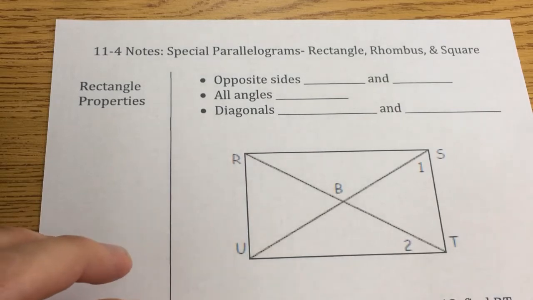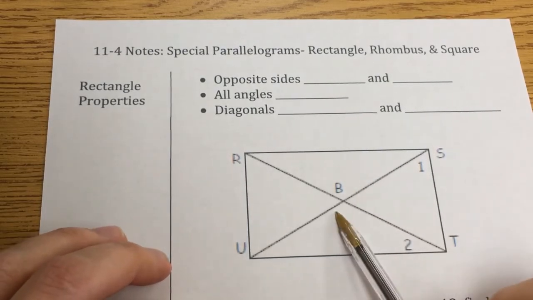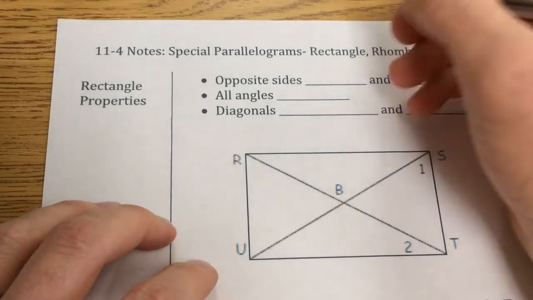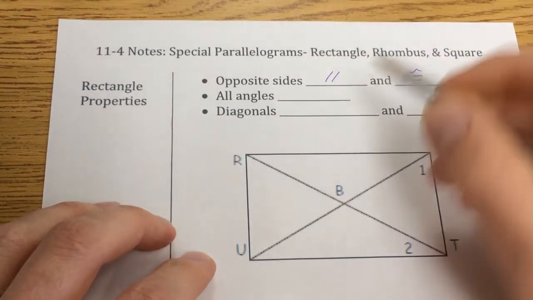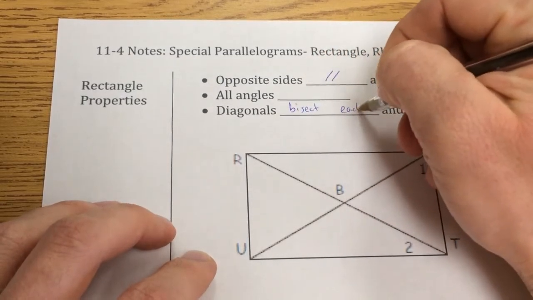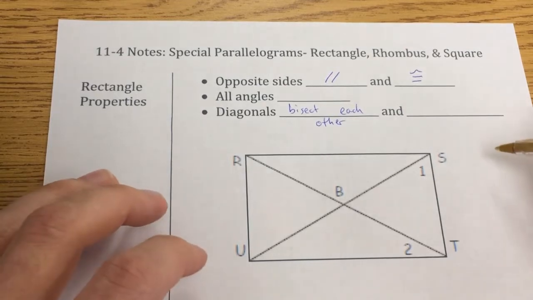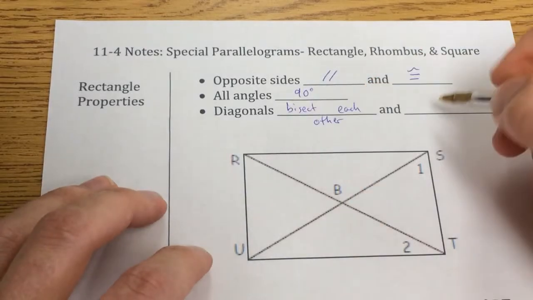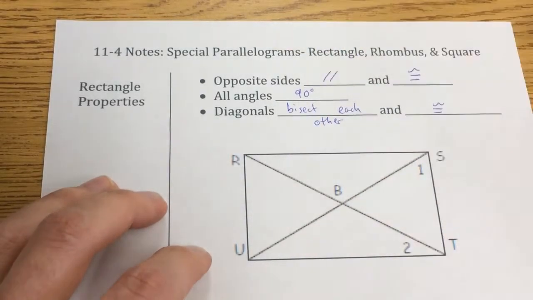First thing we'll go over are the rectangle properties. As we said before, the rectangle is a parallelogram, so everything about a parallelogram is true about a rectangle. That would be that the opposite sides are parallel and congruent, and that the diagonals bisect each other. That's all true. The things that are added whenever we make the rectangle is that all angles are 90 degrees, and that the diagonals also are congruent. So this is the big stuff here.